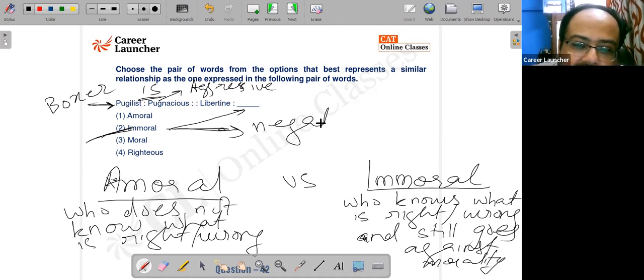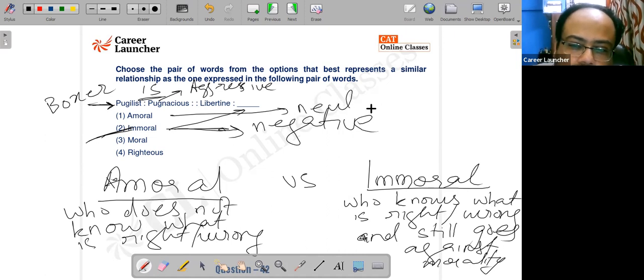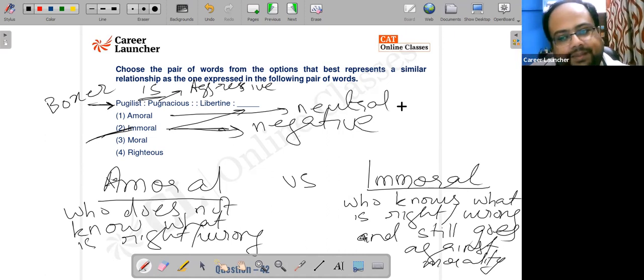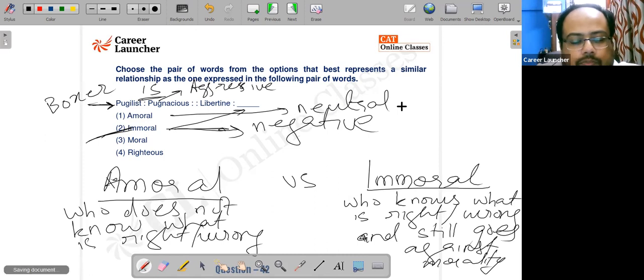Just make a note, immoral is considered a negative word. Amoral is a neutral word. This is important, please make a note of this. Immoral is a negative word. Amoral is a neutral word. It is neither negative nor positive, whereas immoral is negative. Okay.